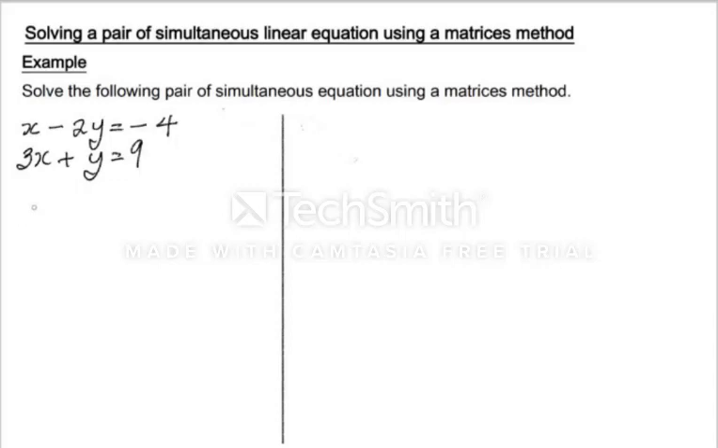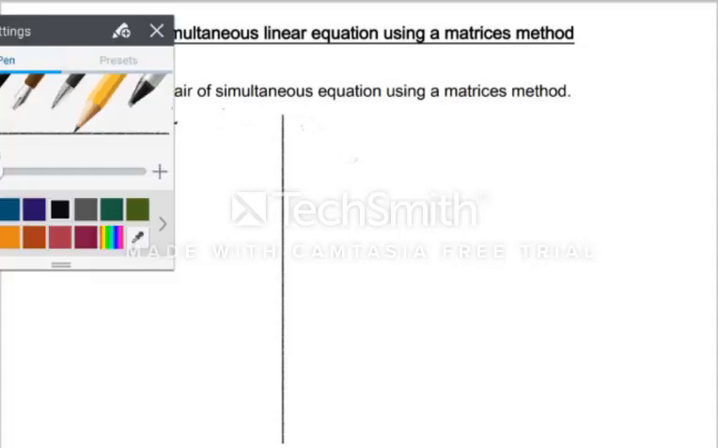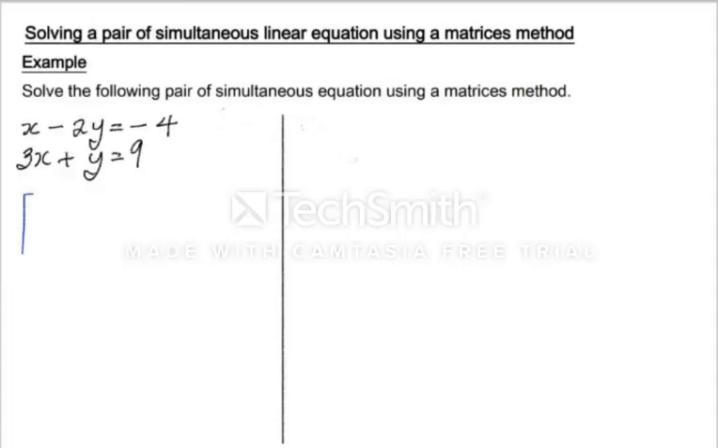So I'm going to take the coefficients of all the terms on the left. The coefficient of x here is 1, of x at the bottom is 3, of y is minus 2, and of y at the bottom it's 1. Then I'm just going to put x and y here, and on the right you have minus 4 and 9.